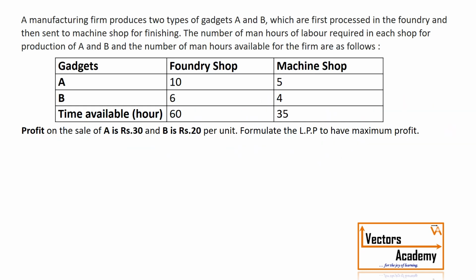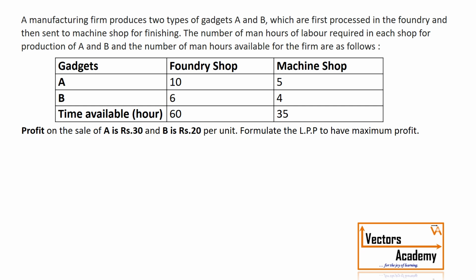This question states a manufacturing firm produces two gadgets A and B. Both of these gadgets have to be processed in two shops, foundry shop and machine shop, and the timing is given in the table. Gadget A requires 10 hours in foundry shop and 5 hours in machine shop. In the same way, gadget B requires 6 hours in foundry shop and 4 hours in machine shop. The total hours available in each shop is given as 60 and 35.